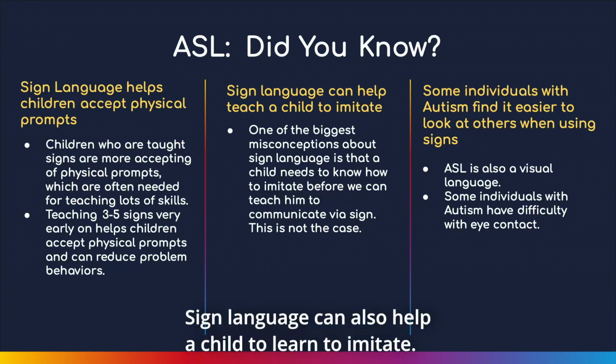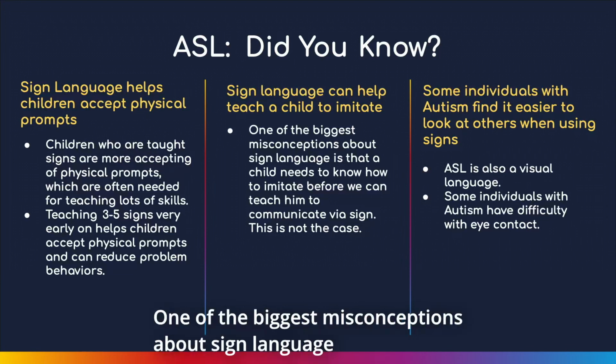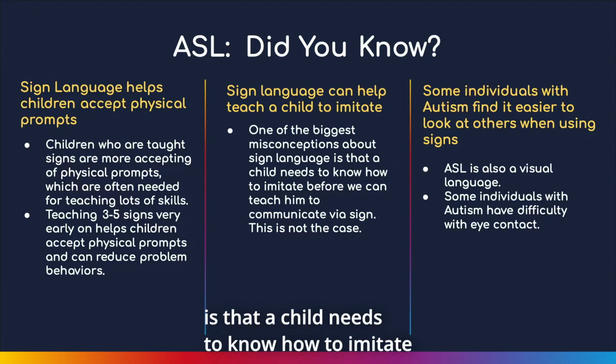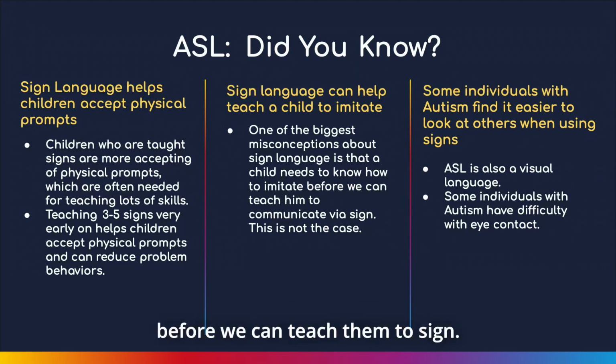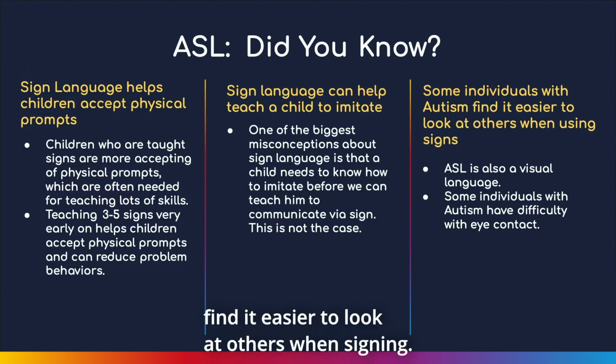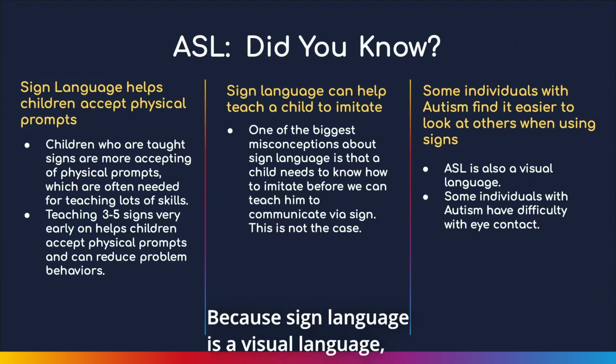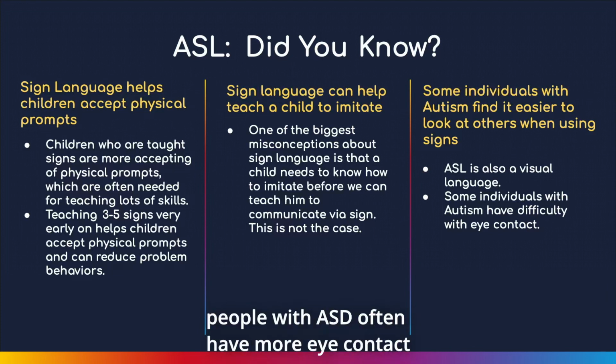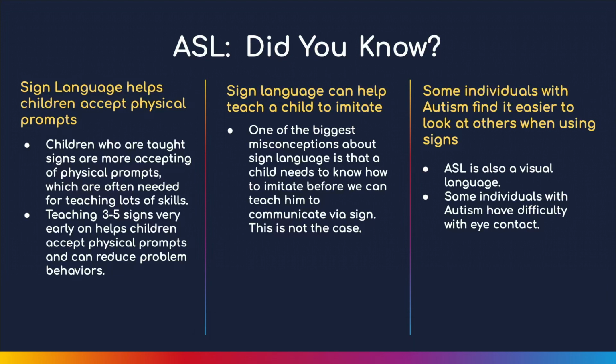Sign language can also help a child to learn to imitate. One of the biggest misconceptions about sign language is that a child needs to know how to imitate before we can teach them to sign. This is not the case. Some individuals with autism find it easier to look at others when signing. Because sign language is a visual language, people with ASD often have more eye contact because they're signing.